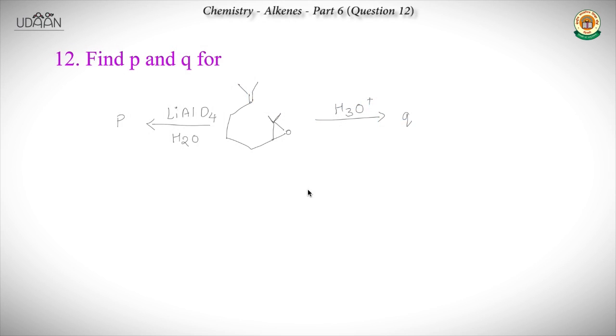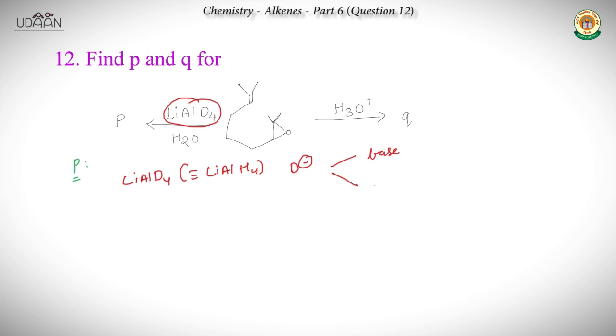Find P and Q for the following reactions. So first let's try to find P. First step is identify reagent. The reagent which you have here is LiAlD4. Just like LiAlH4, it supplies D- instead of H-. Now this D- can act as either base or as nucleophile. If there is any acidic hydrogen, it acts as base. If there isn't any acidic hydrogen, or if there is any electrophilic site, it acts as nucleophile.